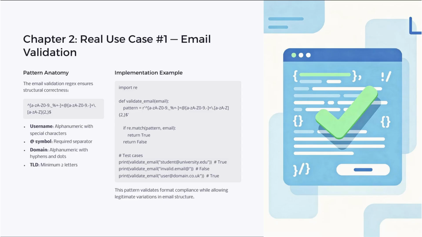Email validation using RegEx ensures structural correctness. The pattern checks for an alphanumeric username with special characters, a required @ symbol, a domain with alphanumeric characters, hyphens, and dots, and a top-level domain with at least 2 letters. Implementing this in Python with re.match confirms format compliance, as shown in the provided test cases.